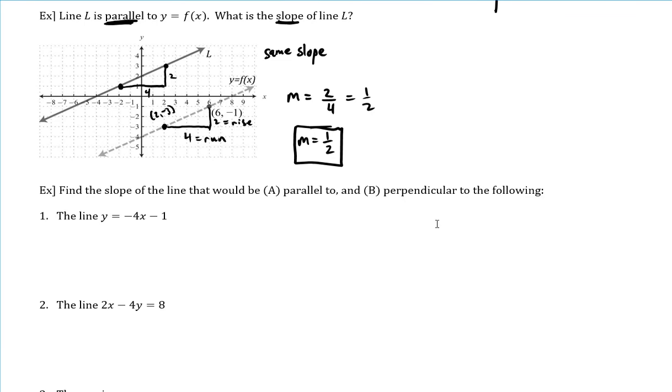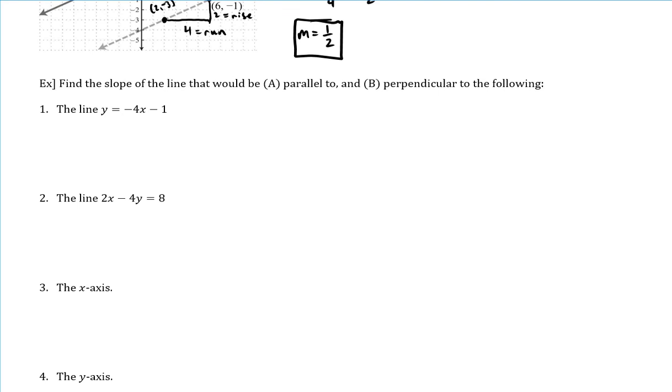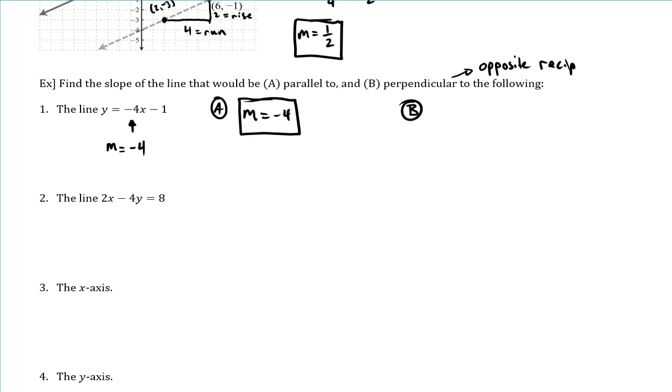Let's break down these, where we're finding both parallel and perpendicular. Here I just wanted to show a picture. Here we've got the line, let's do A right here, and we'll put B over here. The line y equals negative 4x minus 1 has a slope of negative 4. So the slope of a line that's parallel to this is the same slope, so it is negative 4. Perpendicular, we want to do opposite reciprocal.